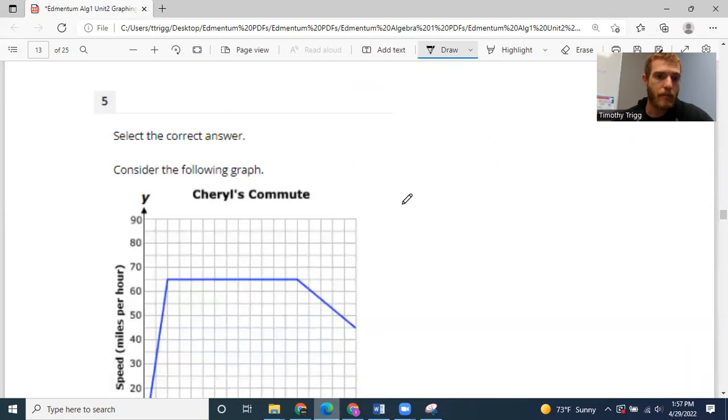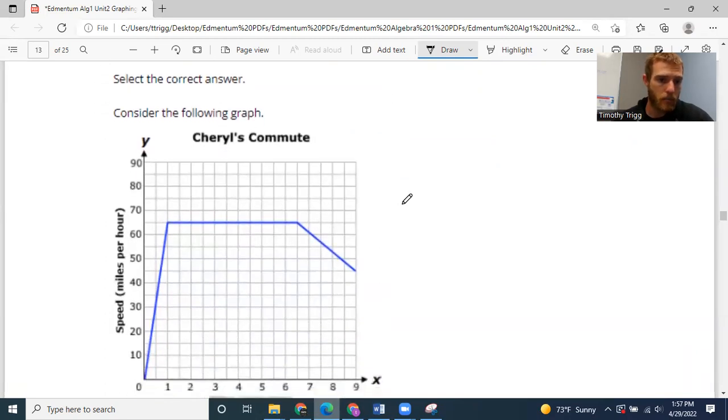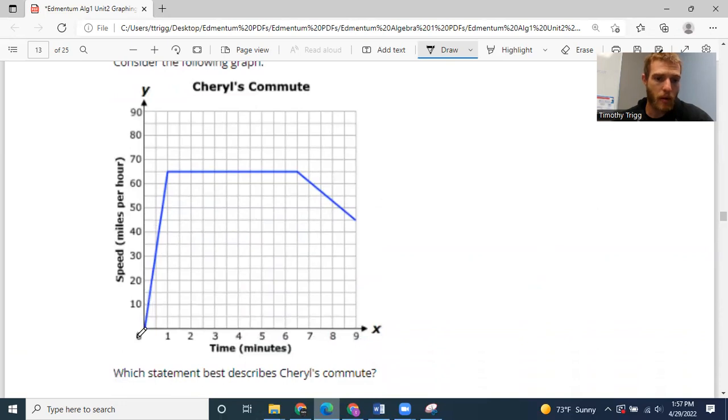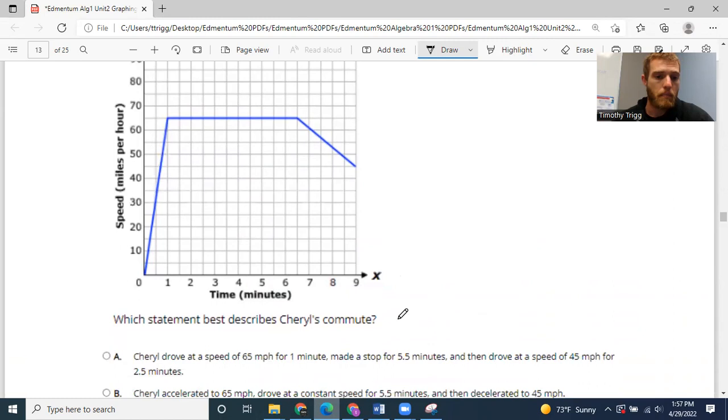Consider the following graph. Cheryl's commute. Speed, miles per hour. Time, minutes. Okay. Which statement best describes Cheryl's commute? Okay, Cheryl drove at a speed of 65 miles per hour for 1 minute, made a stop for 5.5 minutes, and then drove at a speed of 45 miles per hour for 2.5 minutes.